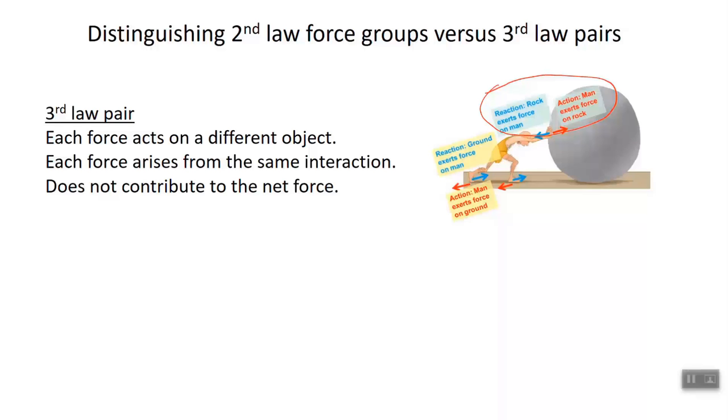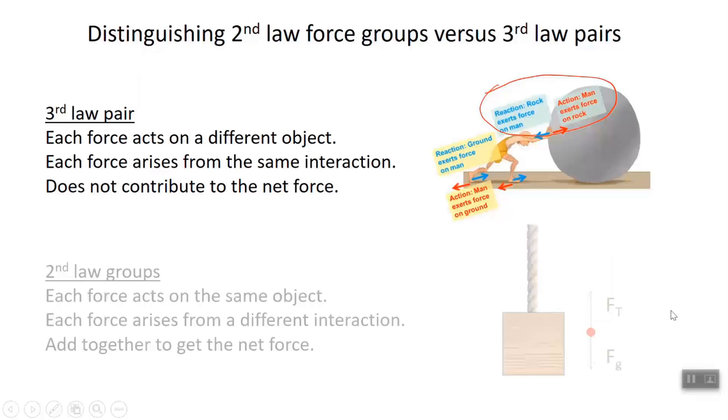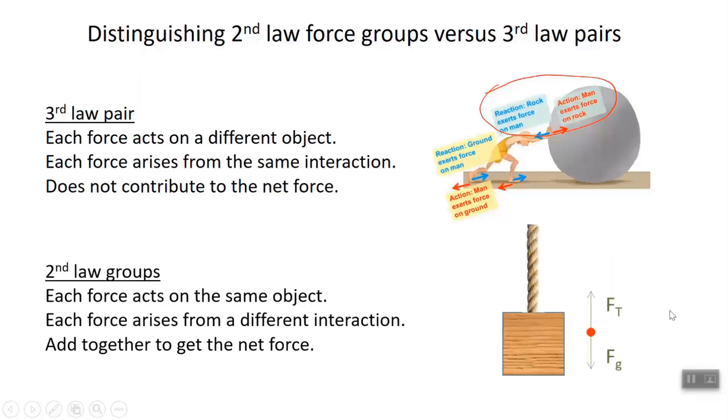Each one of those pairs acts on a different object. One acts on the man, one acts on the rock. Each force comes from the same interaction, the pushing between the man and the rock. These two forces do not contribute to the net force together. The force of the man on the rock will contribute to the net force on the rock, and the force of the rock on the man will contribute to the net force on the man, but they don't get added together ever, those two forces. In the case of Newton's second law, you have forces that do go together to give you the net force.